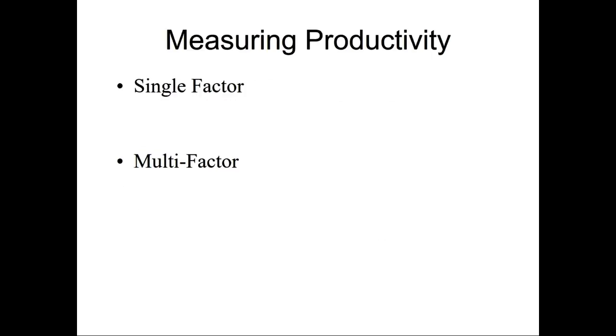Two ways we measure productivity: single factor and multi-factor. These are it. So there won't be more. Don't worry, there's not another slide. It's just these. These are the formulas that you'll need to know. Single factor productivity, though, let's think about this a little bit. It's output divided by input, but it's single factor. That means you have to choose only one input.